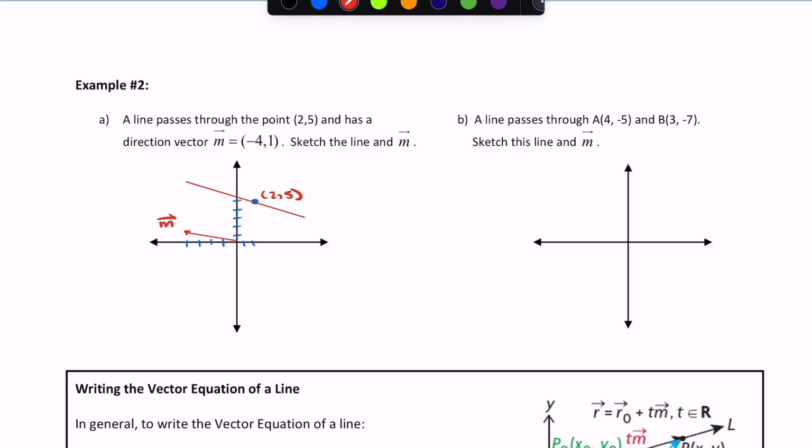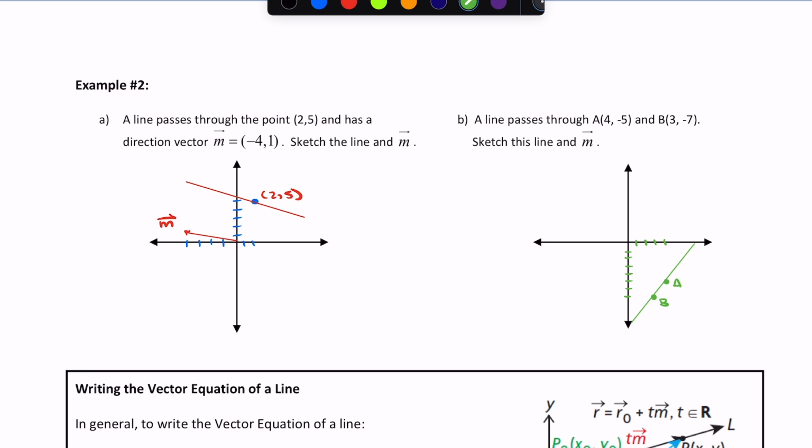For B here, it says a line passing through A (4, -5) and B (3, -7). Sketch this line and direction vector m. And so here again we have 4, so we'll put this on the grid. So 1, 2, 3, 4, and -1, 2, 3, 4, 5, 6, 7. So again, here we see that A is at (4, -5) and B is at (3, -7). So again, this is A and this is B, and we have our line here.